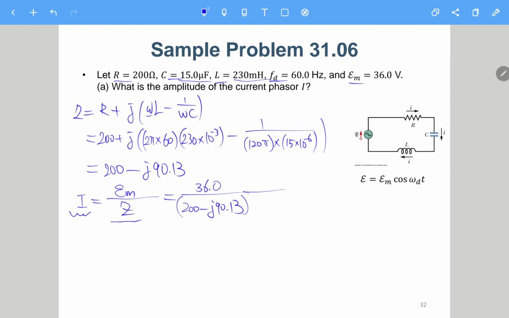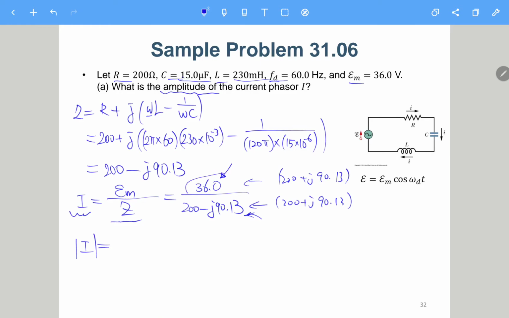Or actually, you don't necessarily need to rationalize it. You just need to consider the absolute value. So, for example, here we just need to calculate the amplitude, which means that we need to calculate the absolute value of I. Of course, you can just rationalize it first, just multiply by 200 plus J 90.13, and then 200 plus J 90.13. But actually, you don't really need to do so, because you can just calculate the absolute value of the numerator and also the denominator, and then divide it, okay.